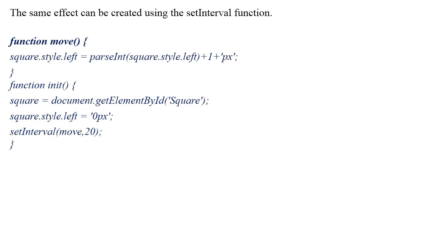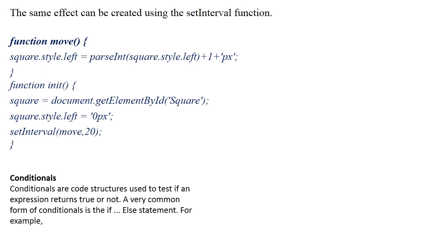The same effect can be created using the setInterval function. Function move: square.style.left is equal to parseInt(square.style.left) plus 1 pixel. End of the statement. Then function init: square is equal to document.getElementById('square'). square.style.left is 0 pixel. setInterval(move, 20).